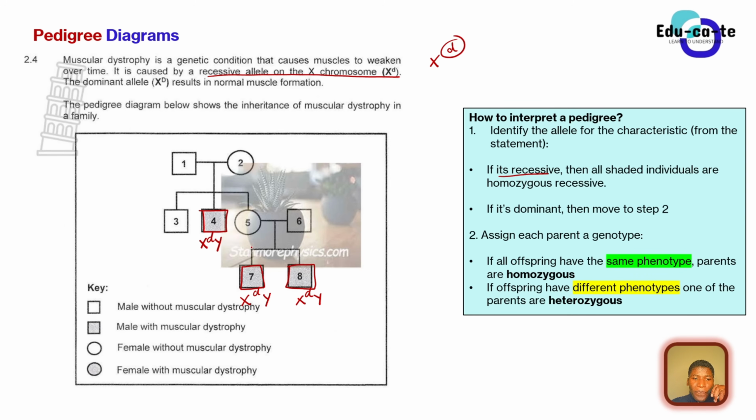And now, let us just see. You can see that we have got individual 5 here, which is a female, and individual 6 here, which is a male. Male 6 is the father of 7 and 8. This male is not affected, so he has got an XY, a normal XY, but with a capital letter D.